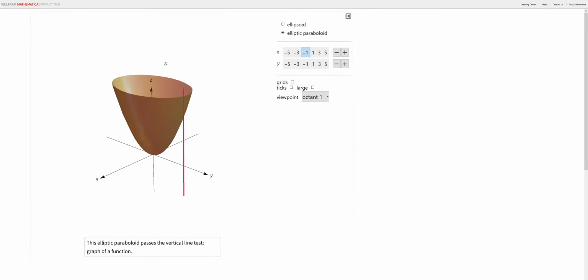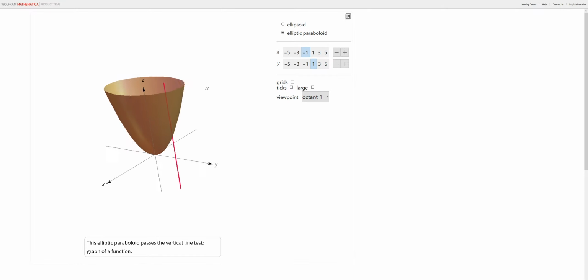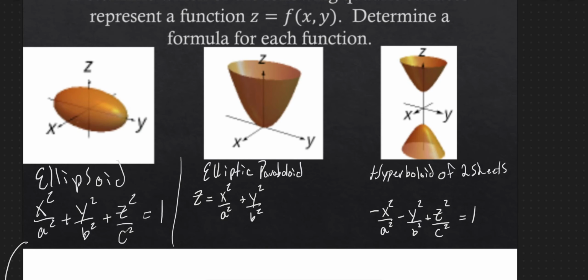Remember, we could zoom out here. The thing's going to continue, but in the same sort of way, right? We have ellipses the whole way up, parabolas in the other two traces. Right, and so after thinking about this for a little bit, we should be able to convince ourselves that no vertical, or rather line parallel to the z-axis, will intersect this surface in more than one spot. And so the elliptic paraboloid passes the vertical line test. It is a function of two variables.